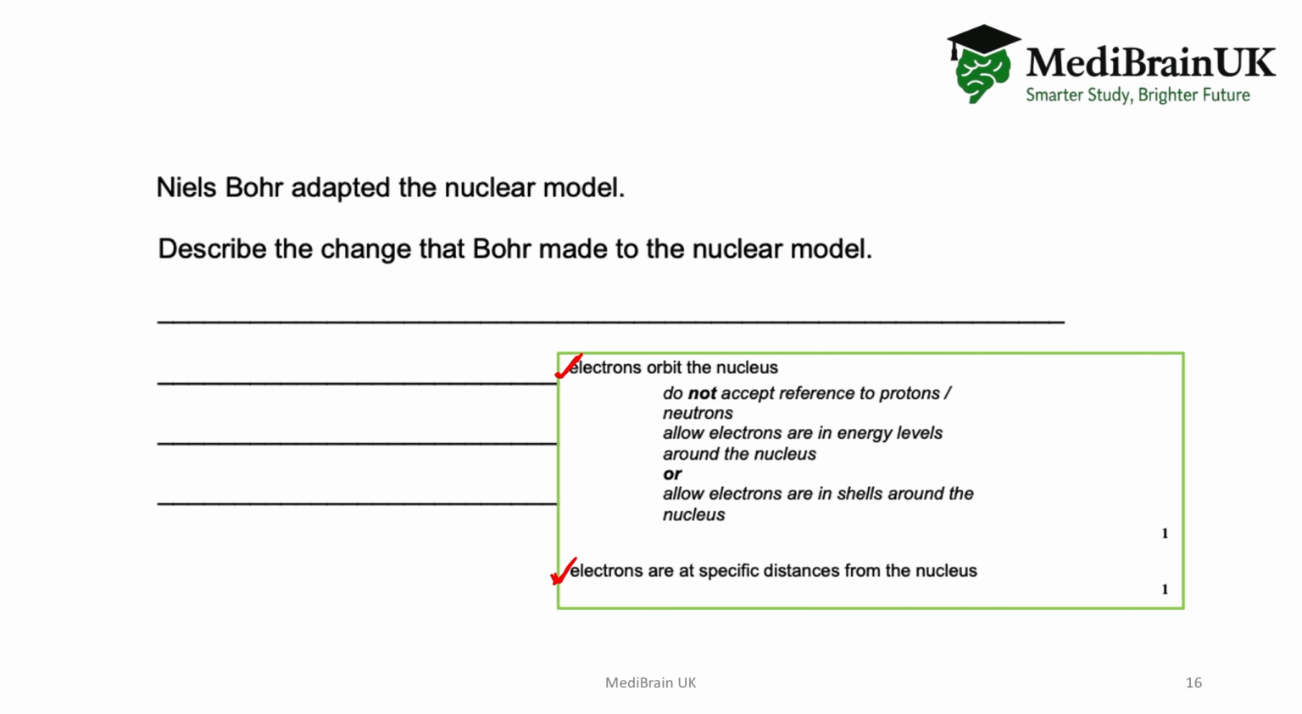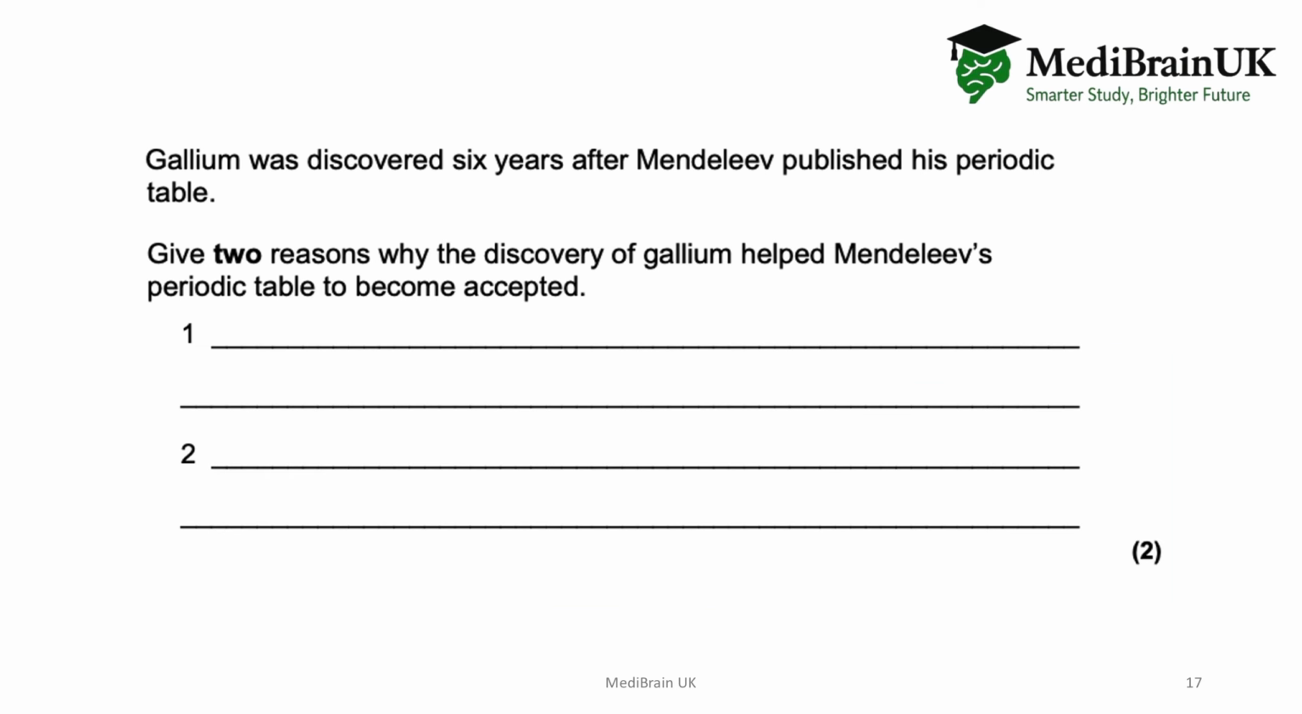Okay, moving on to the next question. It then says, gallium was discovered 6 years after Mendeleev published his periodic table. Give 2 reasons why the discovery of gallium helped Mendeleev's periodic table to become accepted.